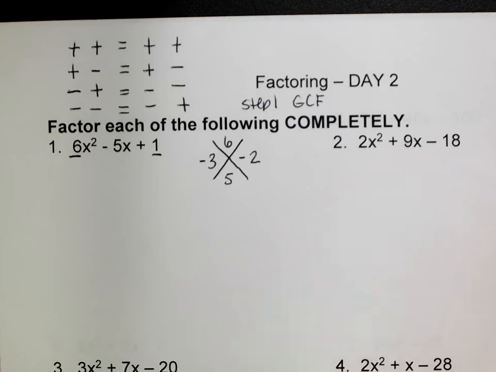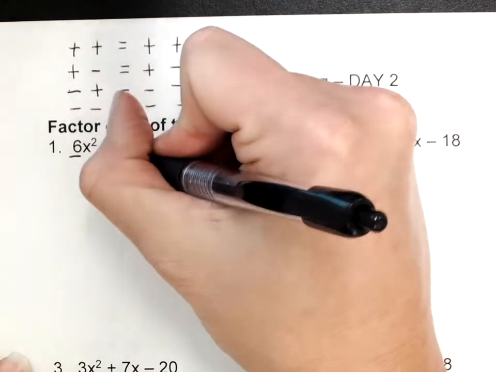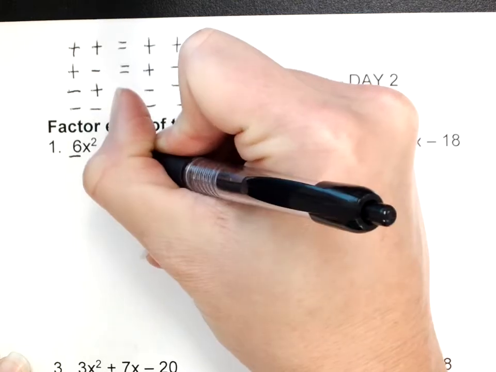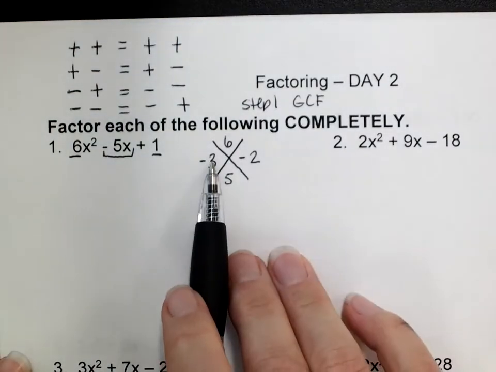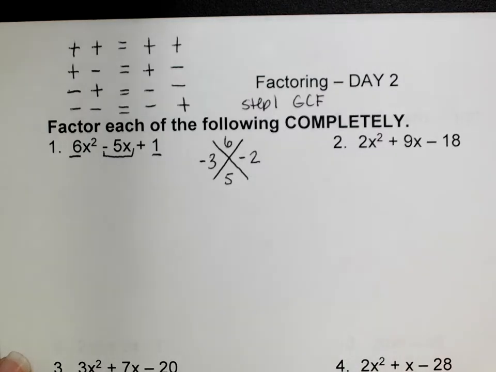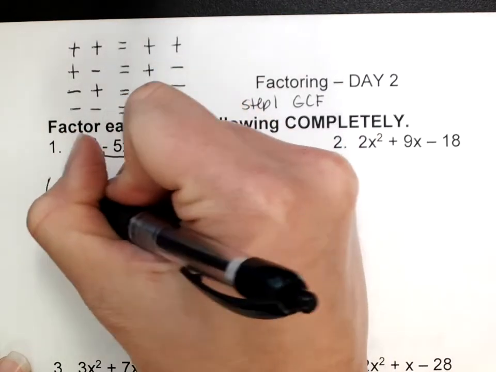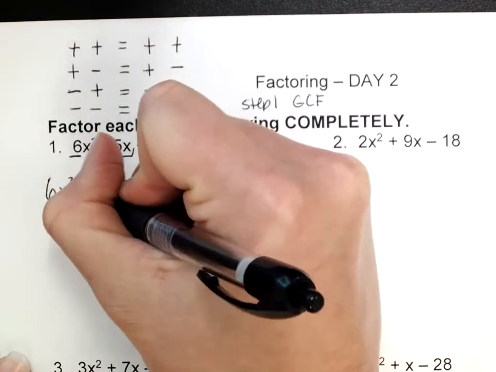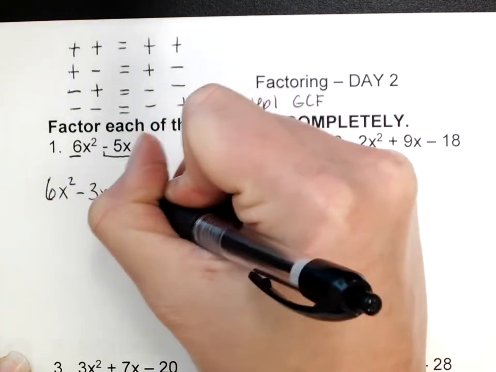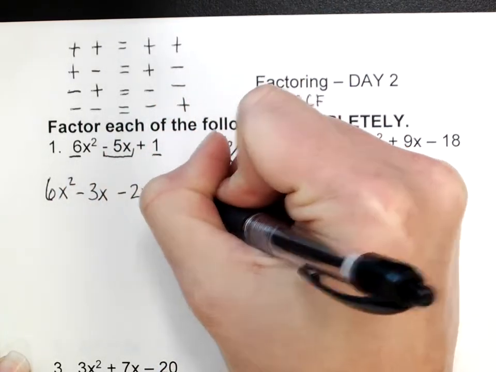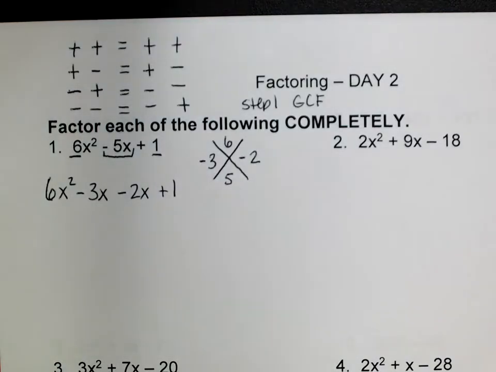After you determine what these factors are going to be, you're going to squeeze them here in the middle of your trinomial. You're going to replace this negative 5x with a negative 3x and a negative 2x because those are your two factors. So check this out. It's 6x squared minus 3x minus 2x plus 1. So we have partially factored this. We've partially unfoiled it. This is like the unsimplified version of what you get when you FOIL it out.